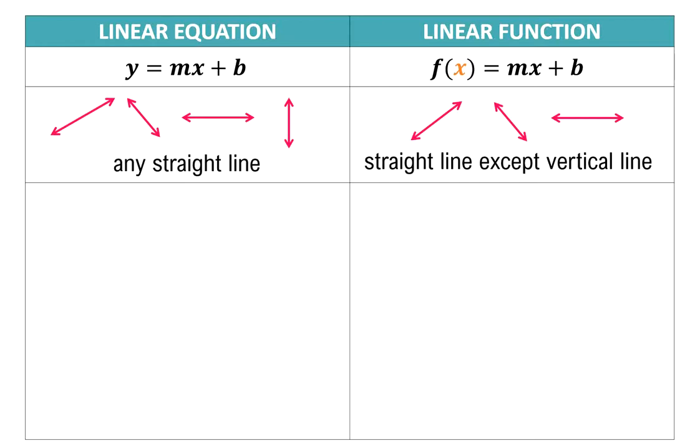So, kung tatanungin ninyo, ma'am, bakit hindi po pwedeng maging function yung vertical line? Bakit? Kasi when we use vertical line test sa vertical line, so makikita natin na more than 1 points yung nag-intersect dun sa ating vertical line. So, kapag ganun ang nangyari, it means na hindi function yung given na graph na yun. So, therefore, kapag sinabi nating function, any straight line except vertical line.